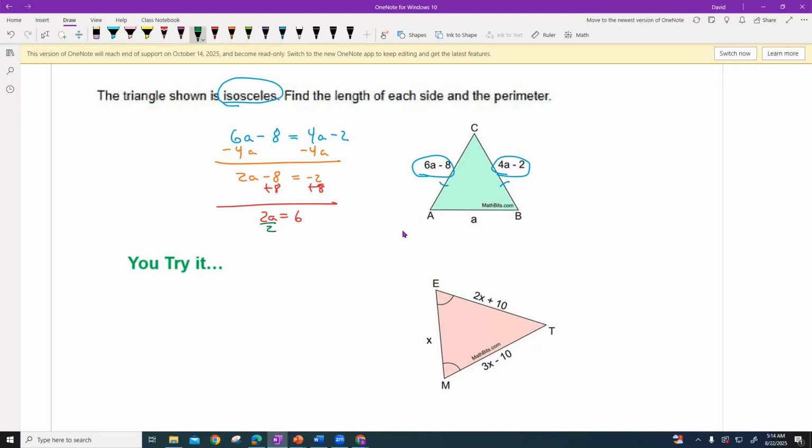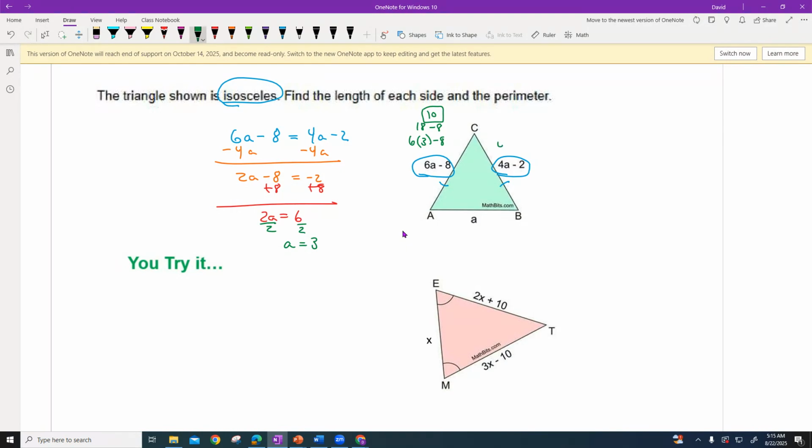Once we get that A, 3 comes up an awful lot today. So it's a 3. Now, we solved for the A, but we have to go find the length of each of these sides. So I'm going to do 6, put a 3 wherever the A is, and get that length. And so this guy is 10 units long.